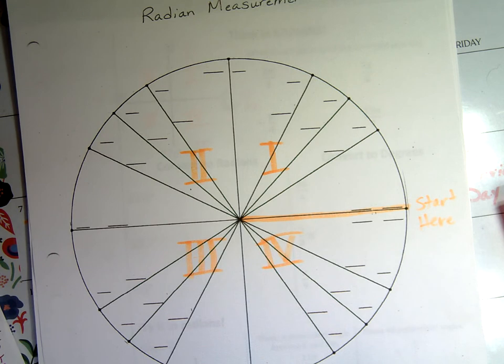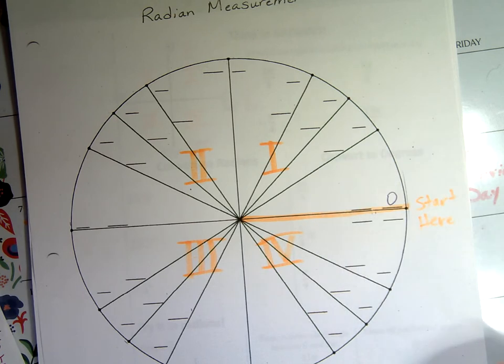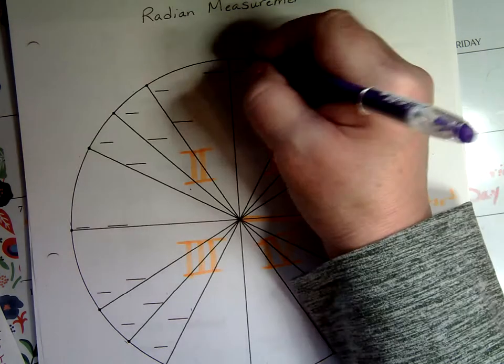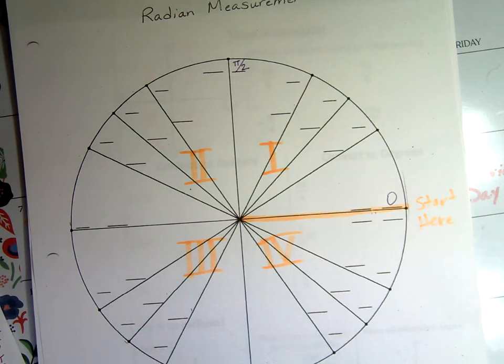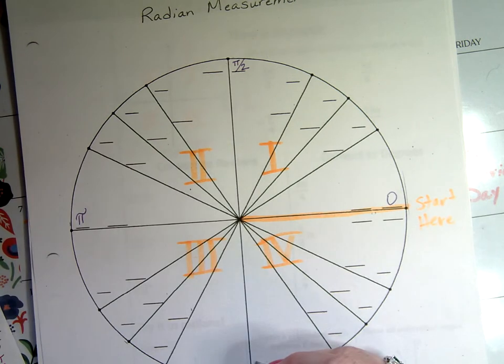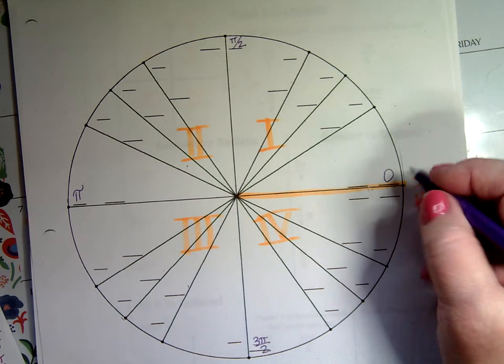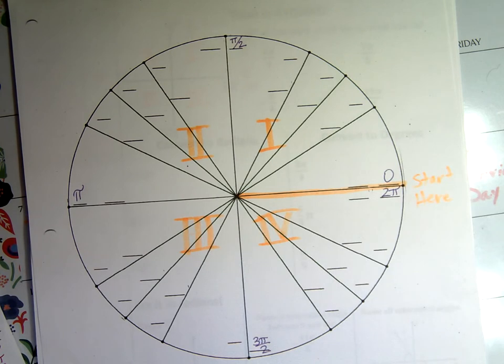Let's go around the ones that we just talked about. This guy is 0. This guy up here we said was pi over 2. This guy is pi. This guy down here is 3 pi over 2. And I close my circle with 2 pi. That's the same thing that we just wrote on that other sheet.